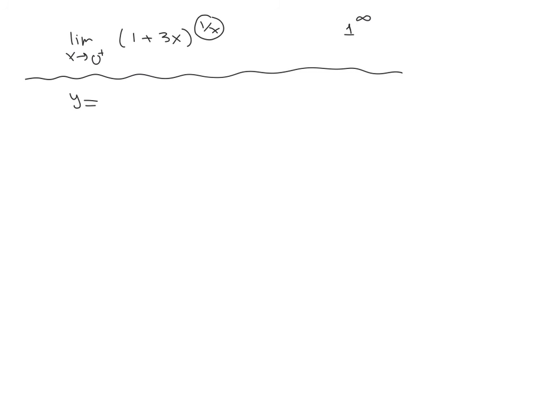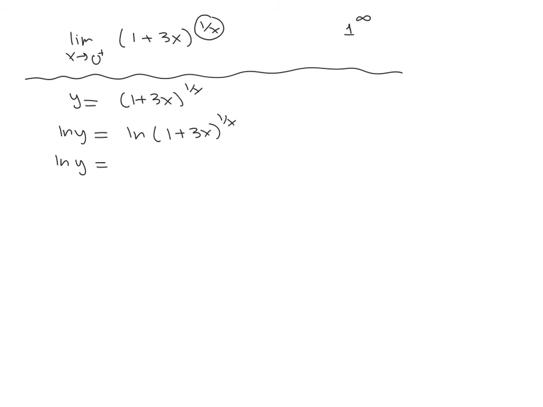To use L'Hopital's rule, you have to have a fraction. And so the trick for something like this is to use a logarithm. So natural log of y is natural log of (1 plus 3x) to the 1 over x. Notice y is the original expression that I'm limiting. That's the thing I'm looking at originally.